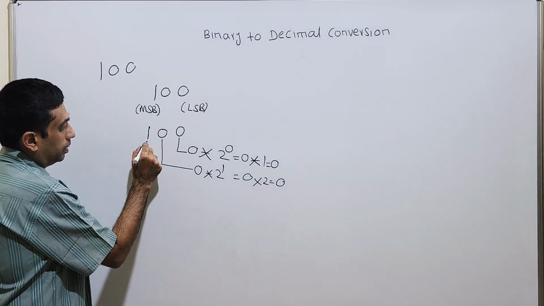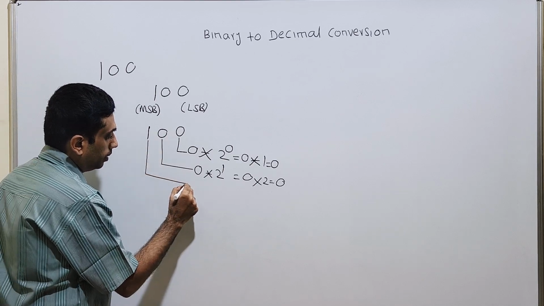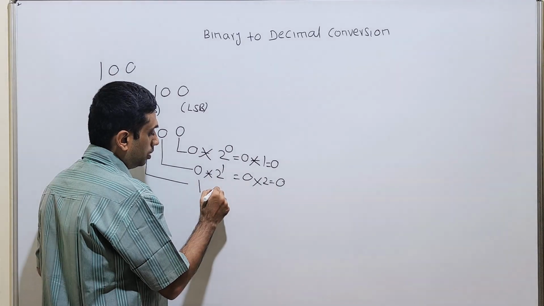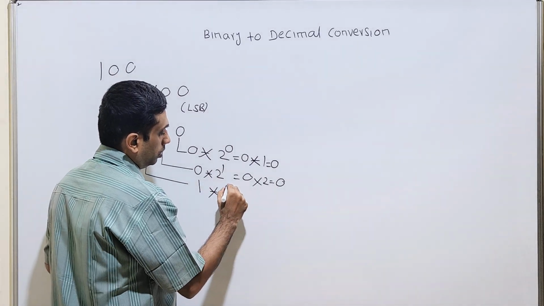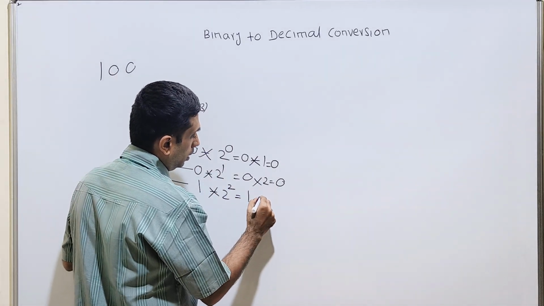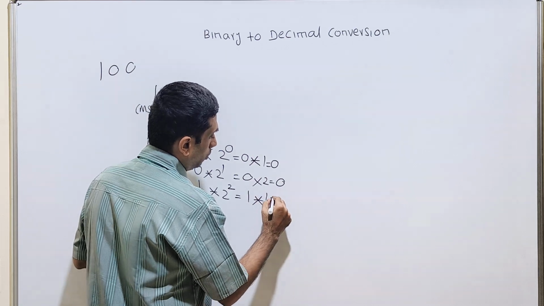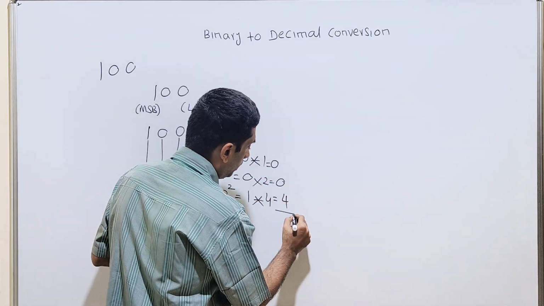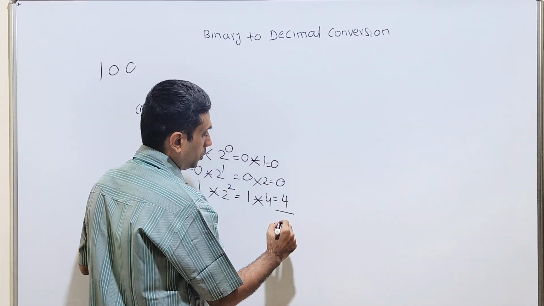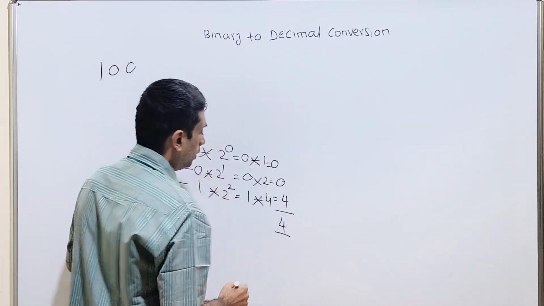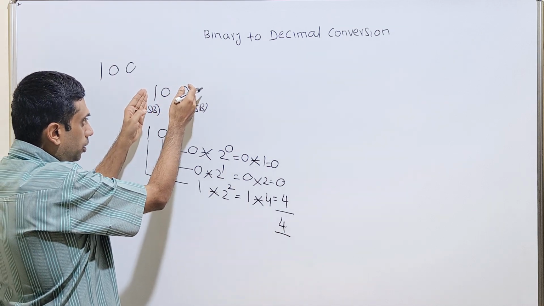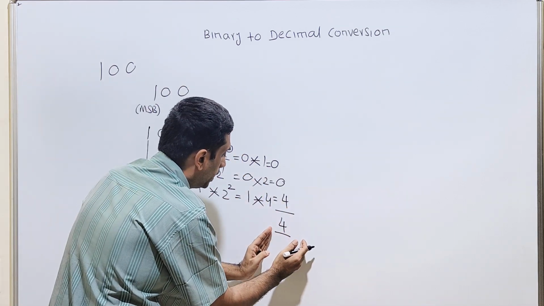Next, I am taking the next digit, 1. 1 into 2 square. 1 into 2 square equals 4. This is 4. You can add all the numbers: 0 plus 0 plus 4, which is equal to 4. So the binary number is 100, and the decimal equivalent of the binary number is 4.